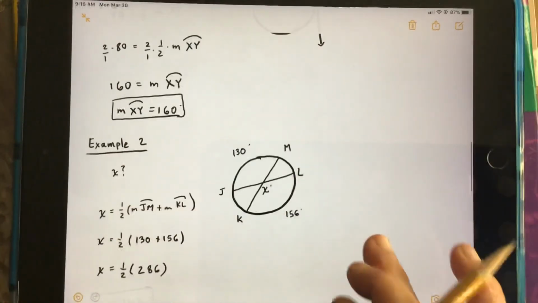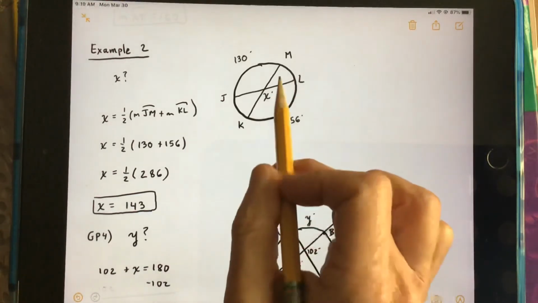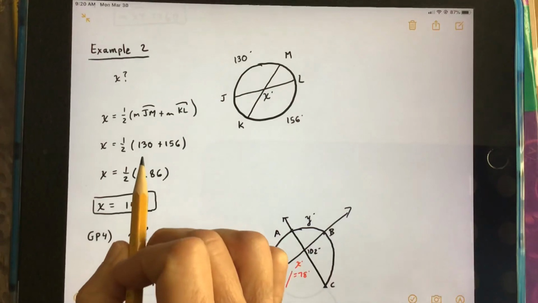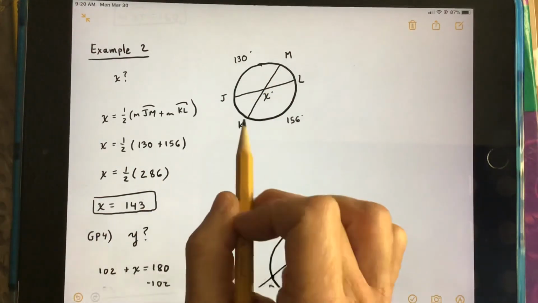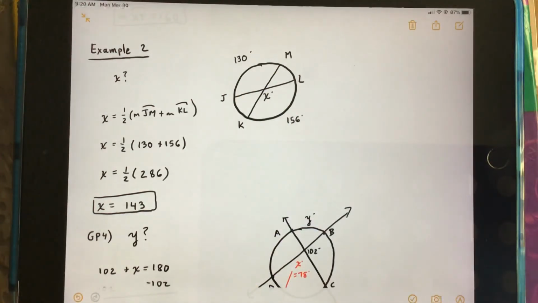Example 2 will give us a look at how we figure out angle measurements inside of a circle, such as we see in this diagram. We're looking for what x degrees is. Recall that the theorem that tells us how to work out this angle measurement is that the angle will be half of the measurements of the two arcs we see on our diagram. So x is equal to 1/2 times 130 degrees, this arc measurement, plus 156 degrees. This intercepted arc and its opposite one added together give us 286. Then we find half of that 286 to find that x is 143 degrees.